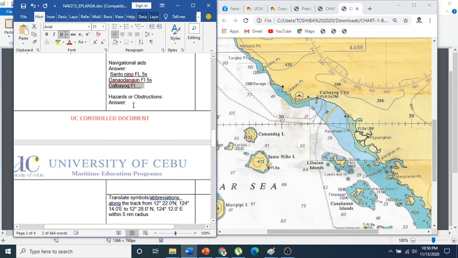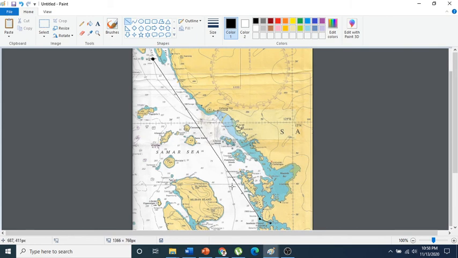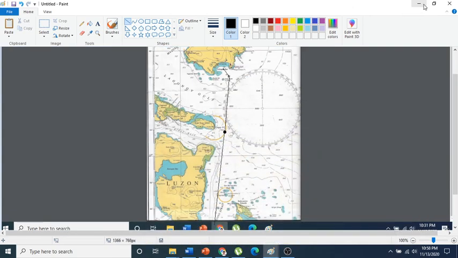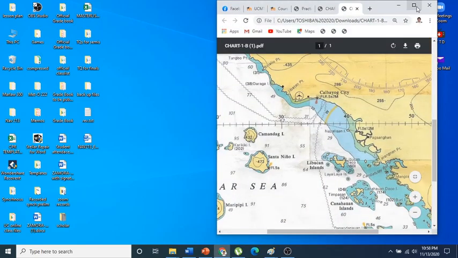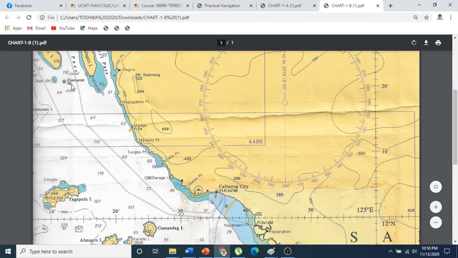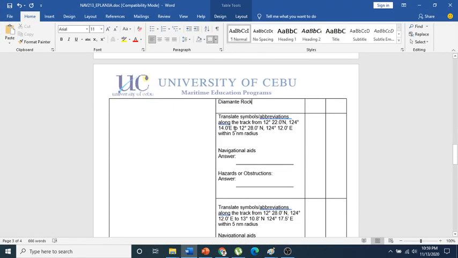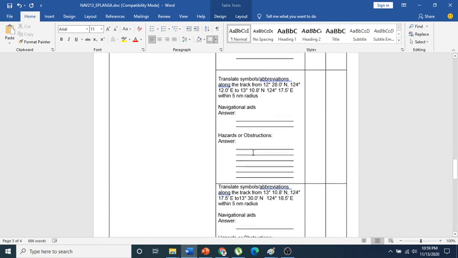the next one is identify hazard or obstruction. So again, these are anything that can cause danger to a mariner. So along this line, around this course, 5 meter radius. So for a much clearer picture, the danger is Diamante Rock. So this is one of, I see, the nearest danger. So you put here Diamante Rock. Okay, so this is the next one, I hope you understood, and then the next one you do on your own.